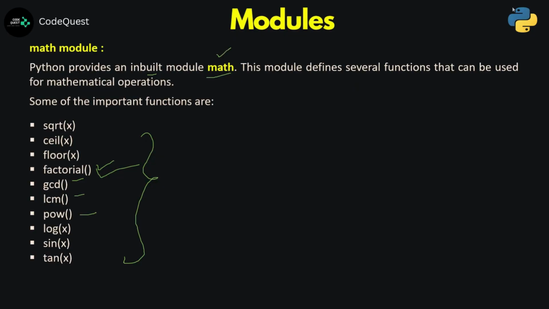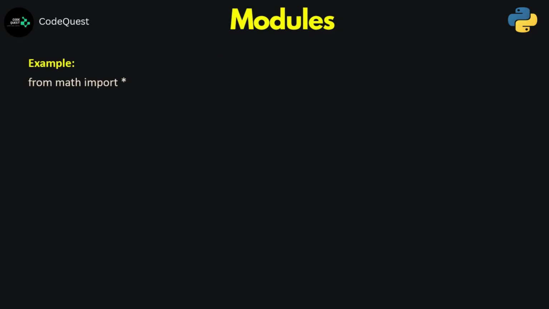Say for example, we have written from math import asterisk. As we understand, whenever I write this format, I am directly able to call all the members of this module. Now when I access the function square root of 100, it is going to give me the result 10.0.